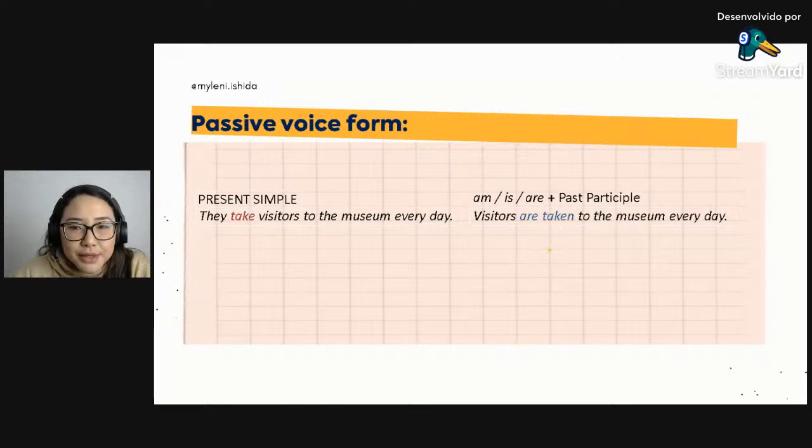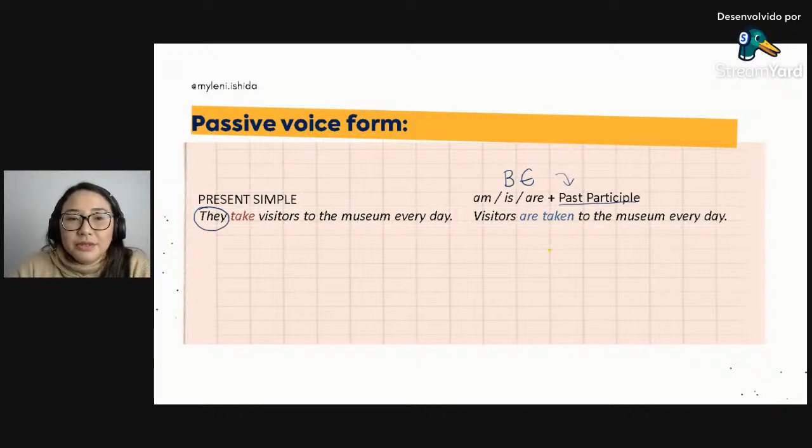They take visitors to the museum every day. They take. So I ask you. On the left side, I have the active voice. They take visitors. Who takes visitors? They. So, okay, here I say who does the action? They. Okay. If I put the passive, I'm gonna use the verb to be and the verb in the past participle.